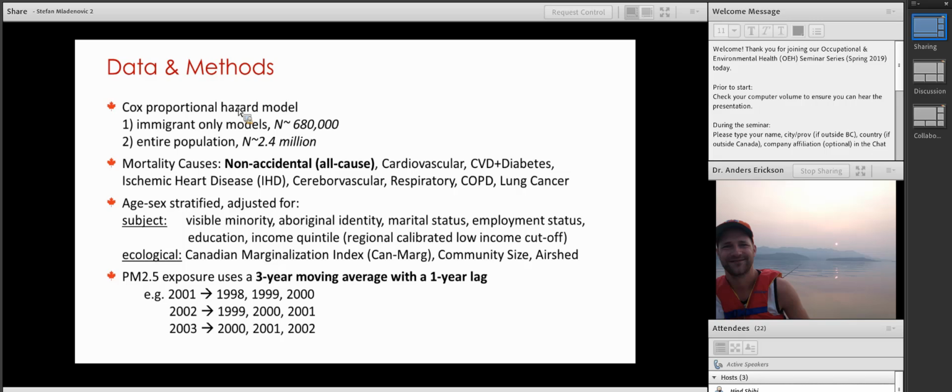We then use a bunch of subject-level risk factors and covariates, as well as a couple of ecological covariates: the Canadian Marginalization Index, which has 4 factors, residential instability, deprivation, age dependency, as well as ethnic concentration. These are at the census tract or census subdivision level. We also use a community size variable and an airshed size, so as to adjust for regional differences in Canada. The pollution variable uses a 3-year moving average with a 1-year lag.